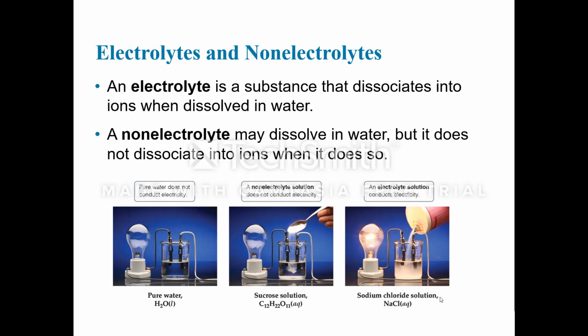Electrolytes are defined as compounds that form ions when dissolved in water. The resulting solutions conduct electricity. So when we dissolve an electrolyte to form these solutions, we have ions that are formed. And these ions facilitate the flow of electrons. On the other hand, non-electrolytes do not conduct electricity. These are substances that may dissolve in water, but do not dissociate into ions.